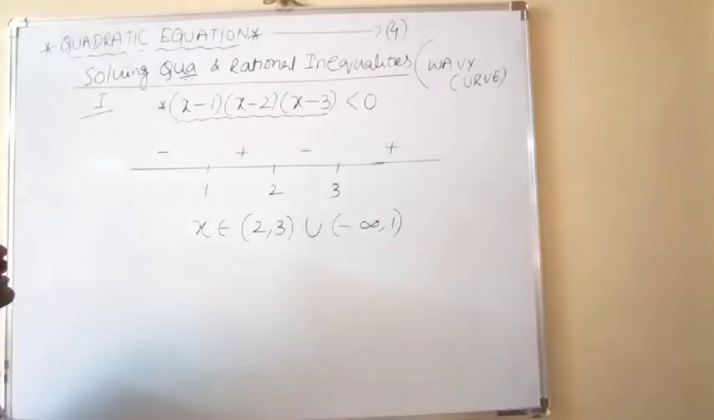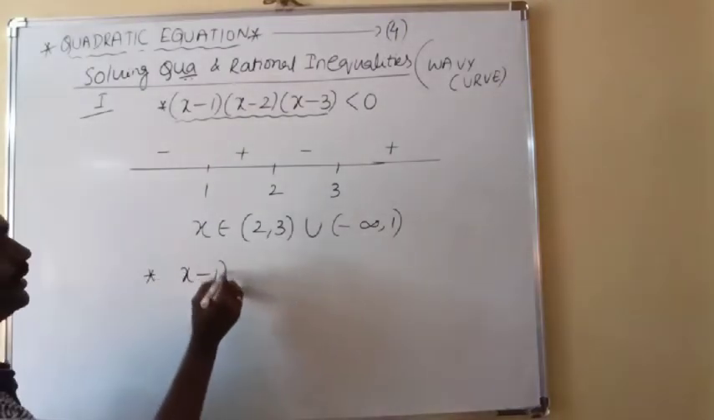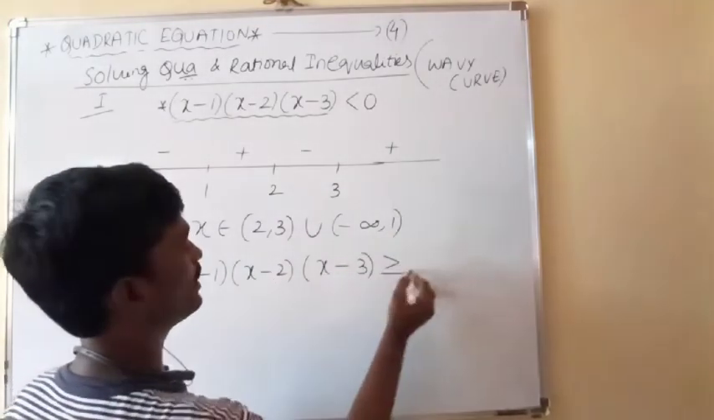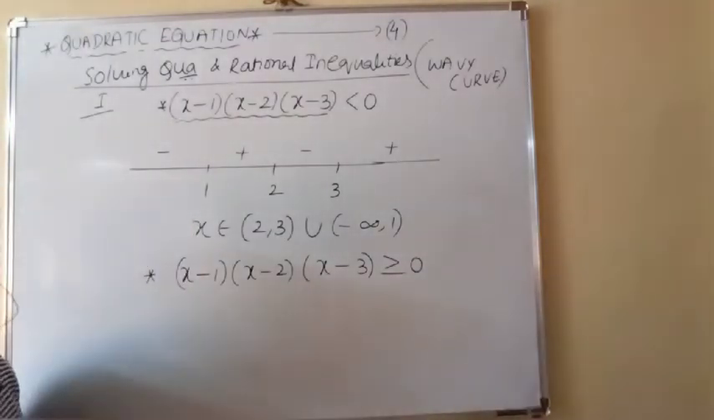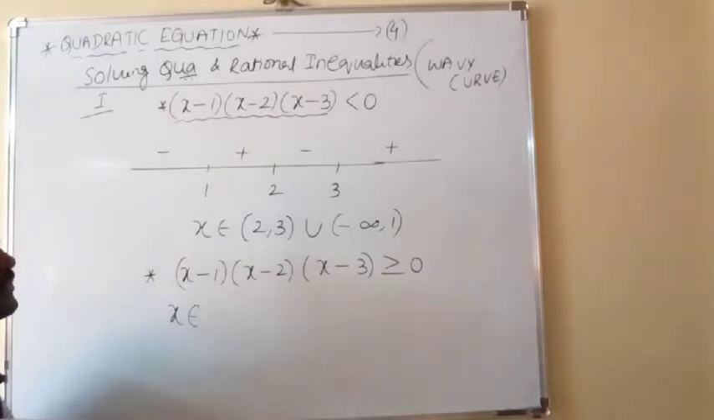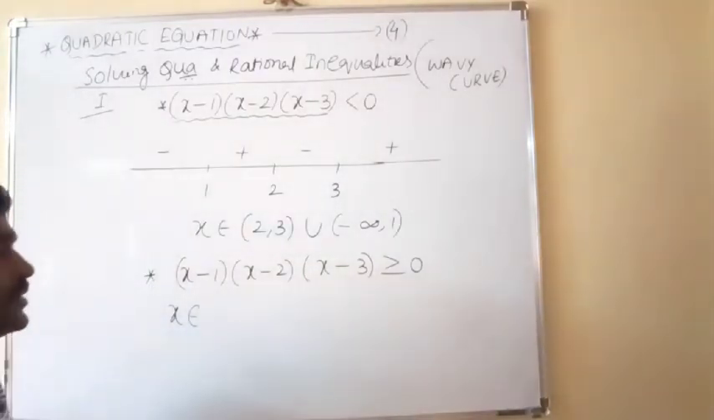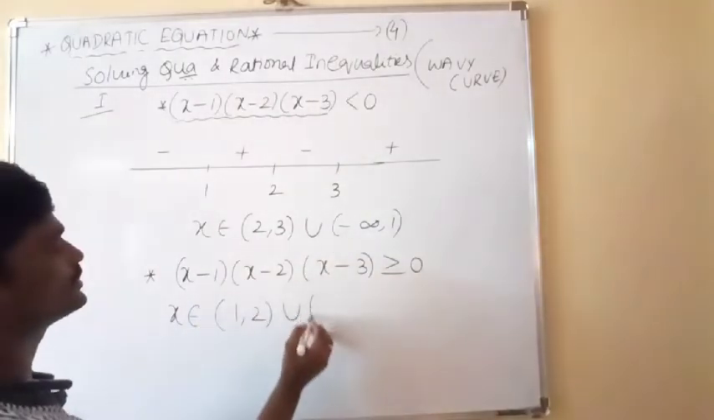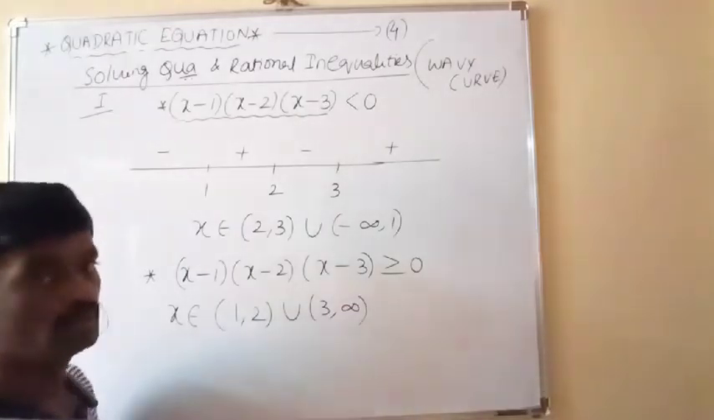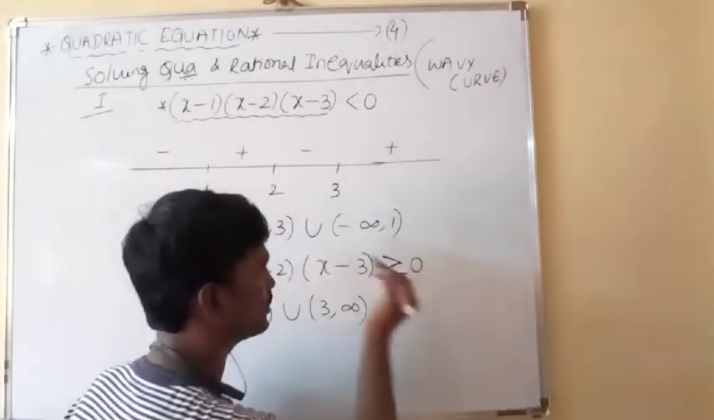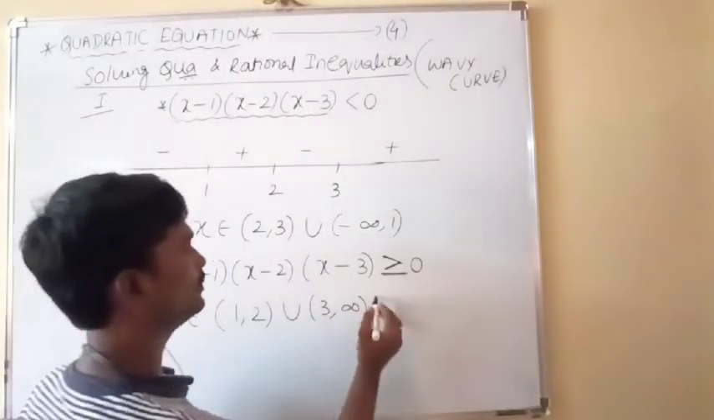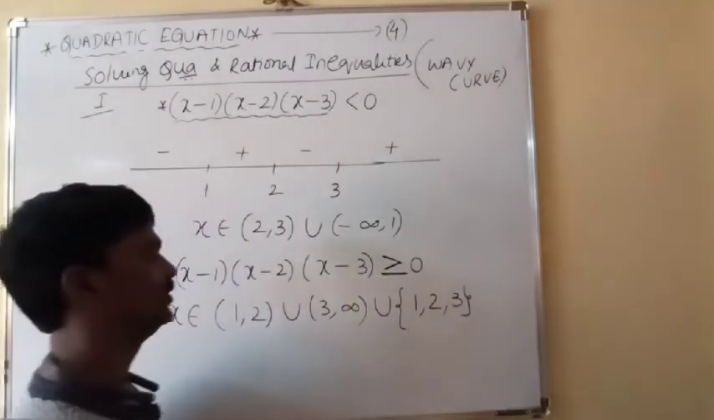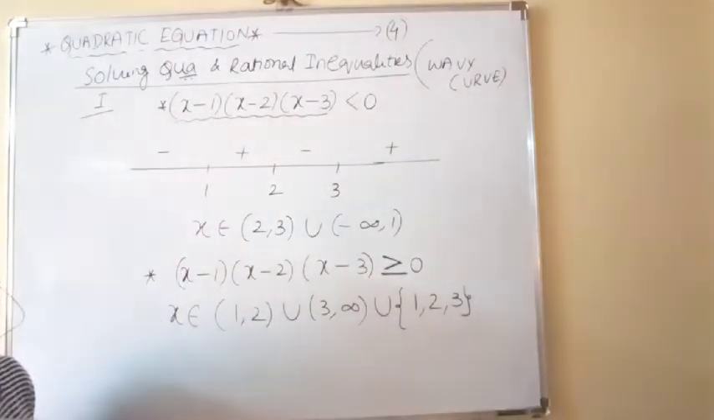Suppose the same problem is given as greater than or equal to 0. So clearly you find where it is positive, where it is greater than 0. It is positive between 1 and 2, and also from 3 to infinity. But here it is greater than or equal to 0, so equal to 0 is also there. Where is this product equal to 0? When x is exactly 1, exactly 2, exactly 3.